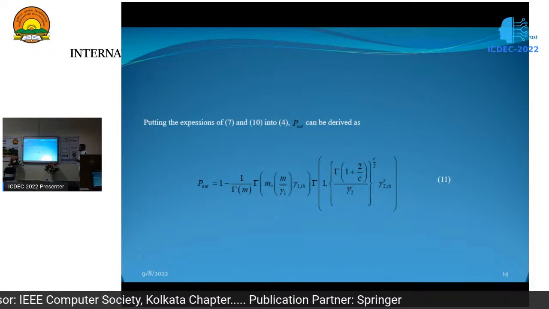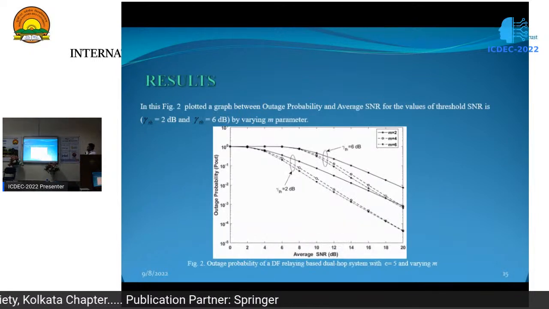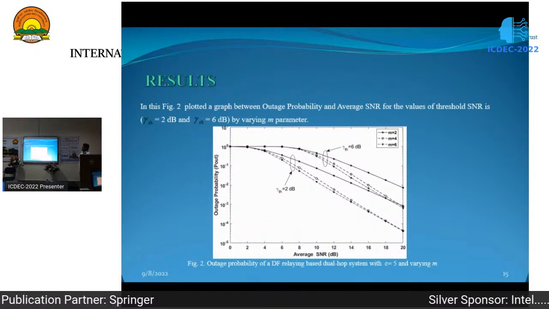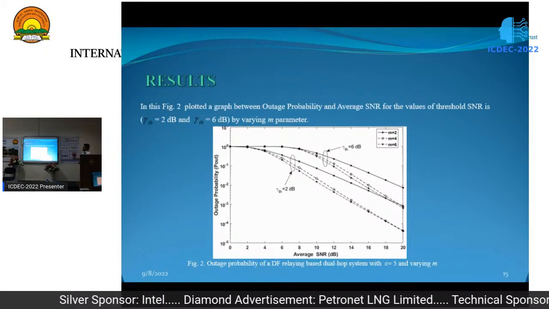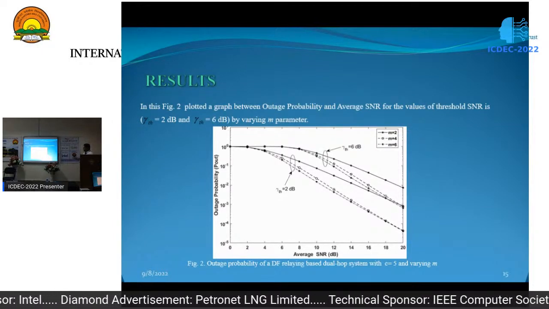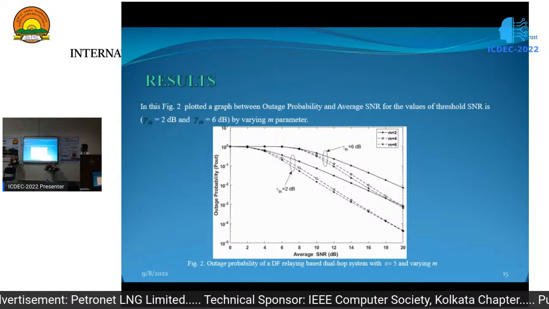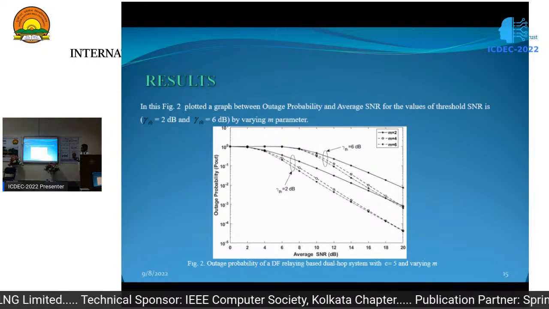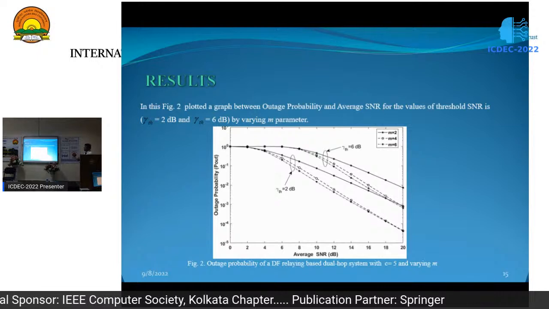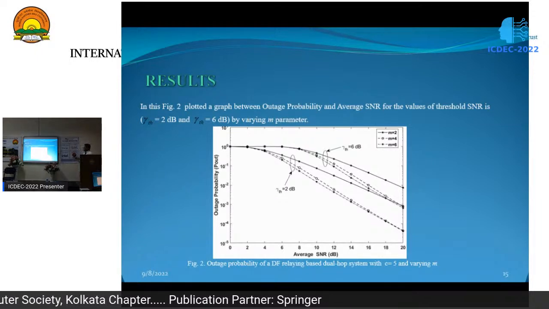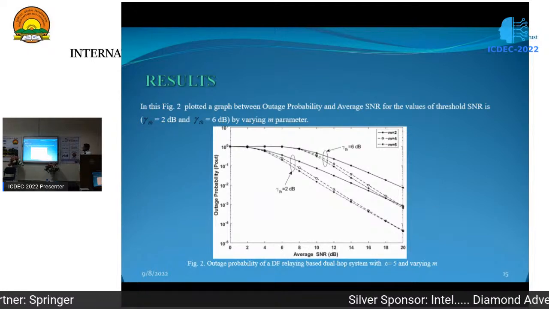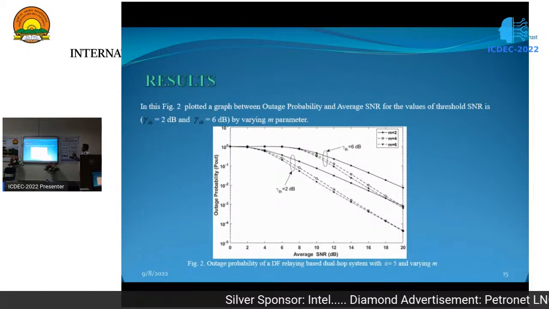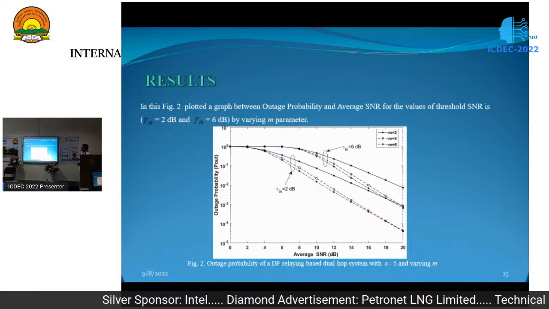After getting the outage probability expression, we get the results. The graphs are taken for outage probability versus average SNR, where we have taken threshold SNR of 2 dB and 6 dB. Here you can see a straight line, because at low SNR the noise is more. If we vary the threshold SNR, for low average SNR the line will be the same.